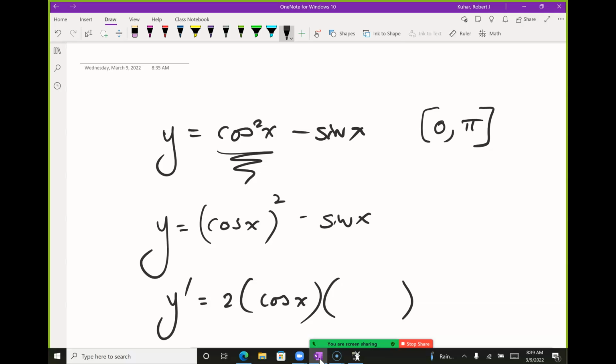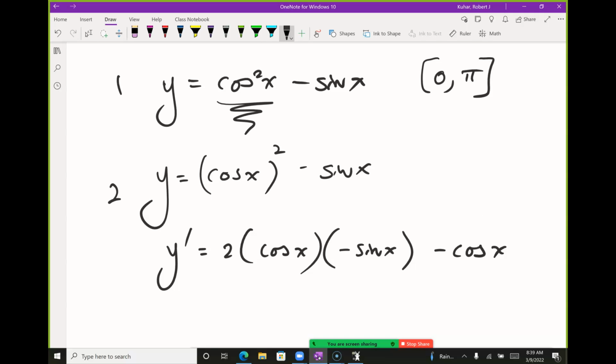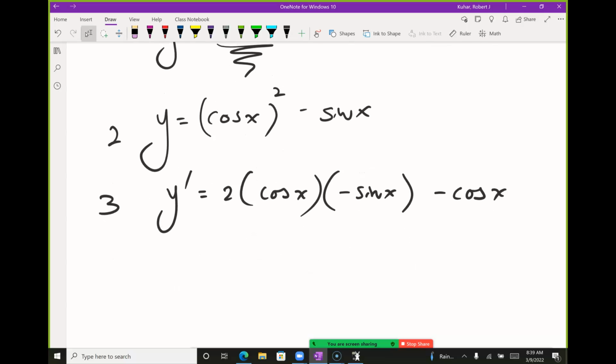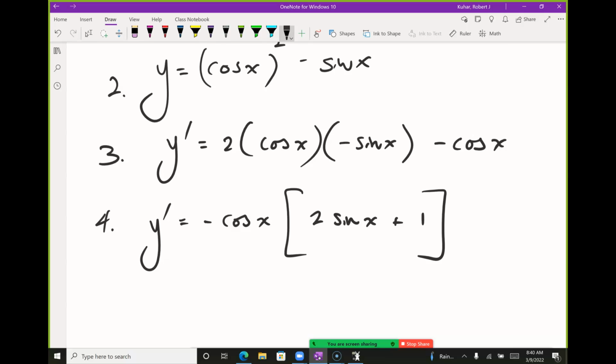Good. So what do I get for my derivative on the inside? Negative sin x. Yes. And then the derivative of negative sine is negative cosine. Everybody okay there from line 2 to 3? Nice. So you can see I can factor out a negative cosine. And that's the idea. When you're going to get critical values, you want things to be factored. And it looks like I have 2 sine x plus 1 left over on line 4. Is everybody okay there?